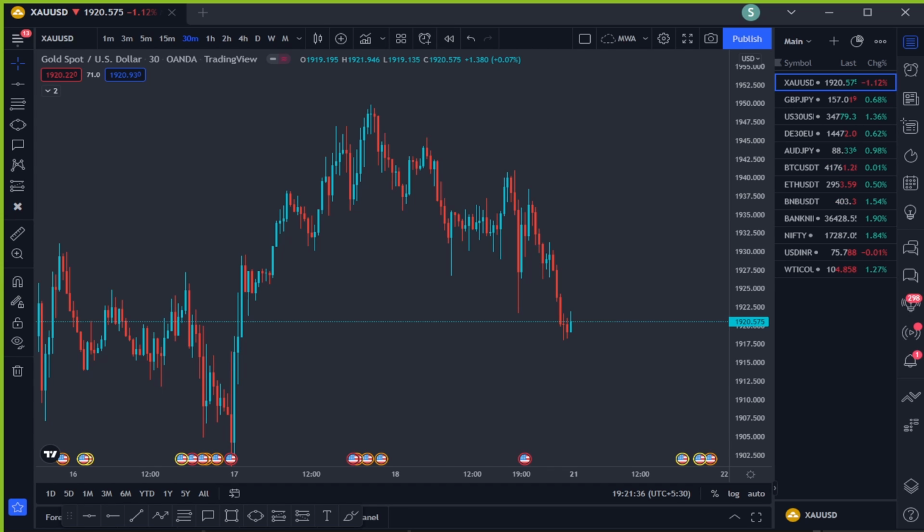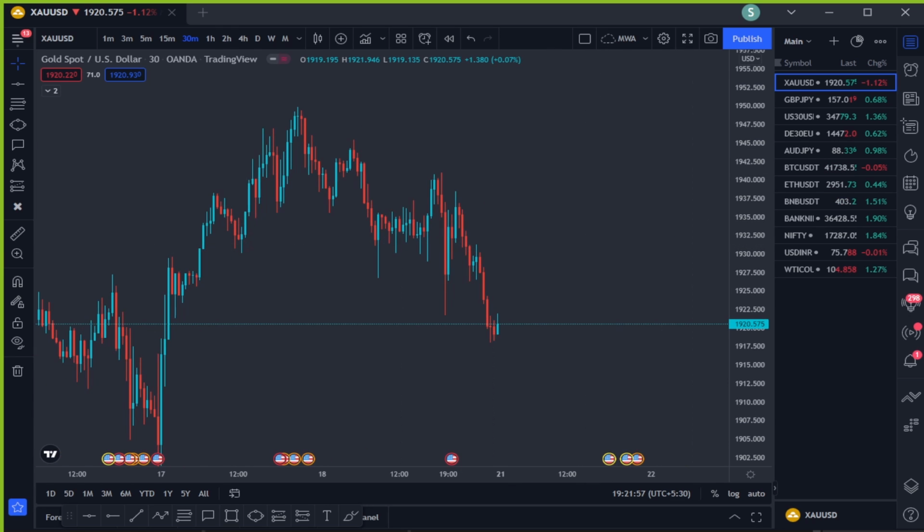One more thing, guys, this is a technique that we can use not only on the gold but on any financial asset, whether that is a forex pair, cryptocurrency, indices, a commodity, or a stock from any stock market of the world. So without wasting any time, let's get started.